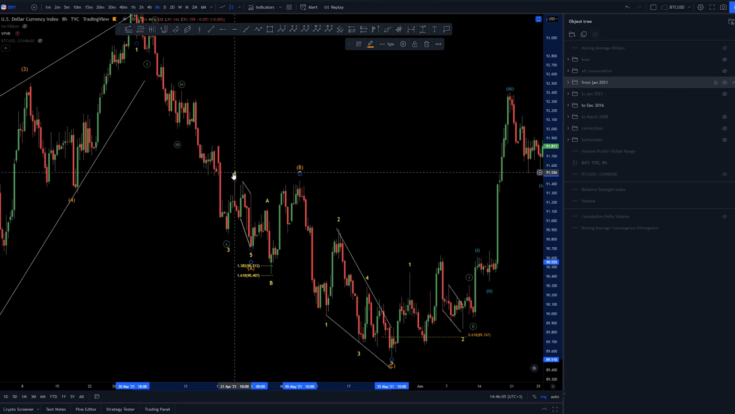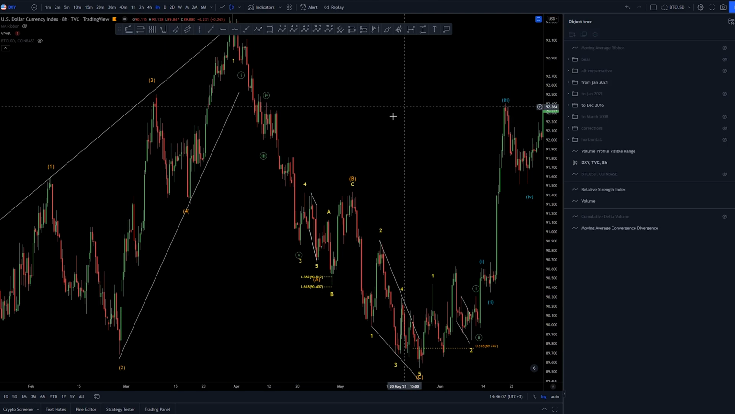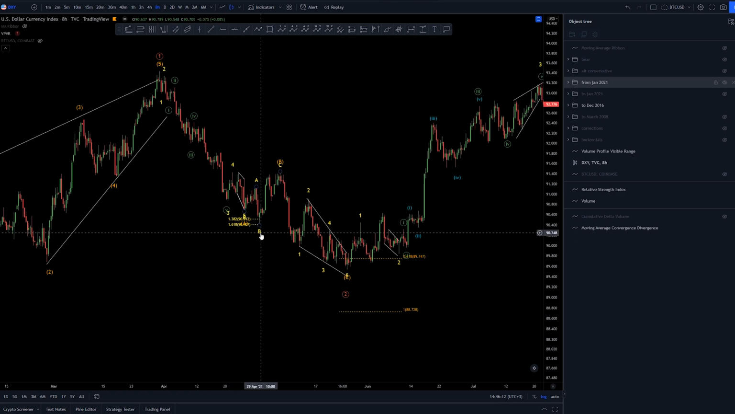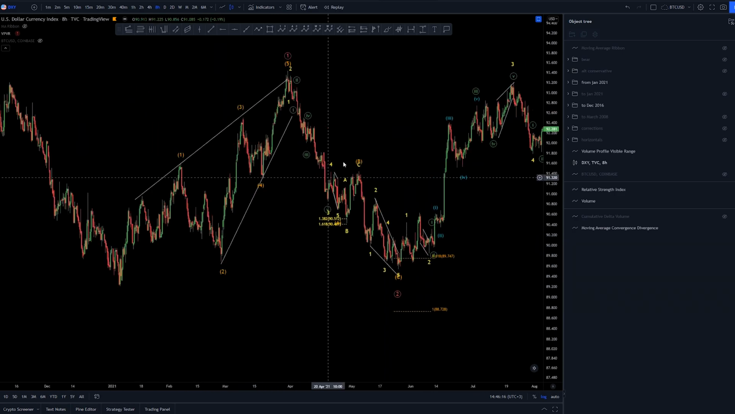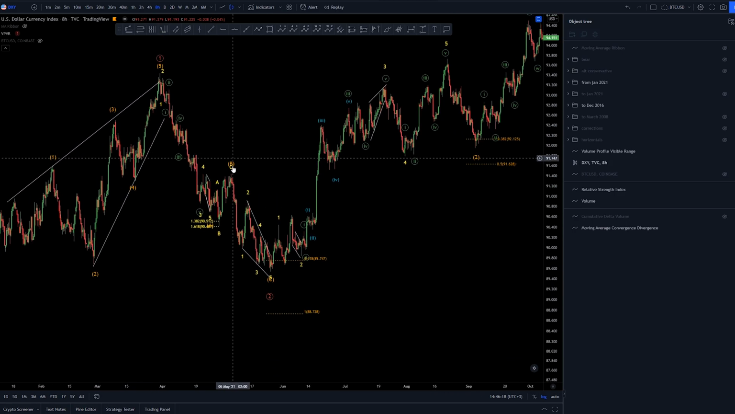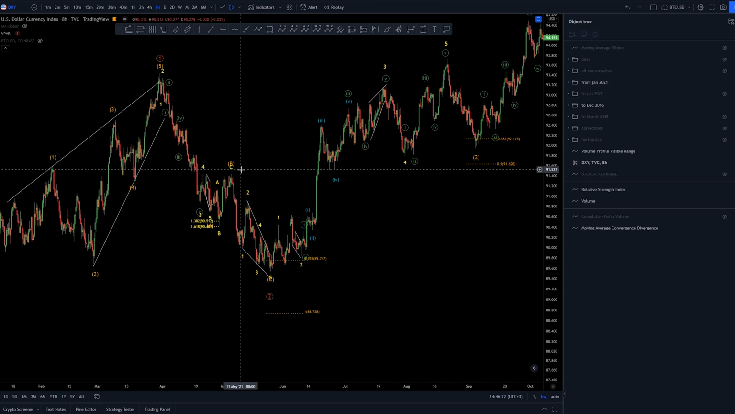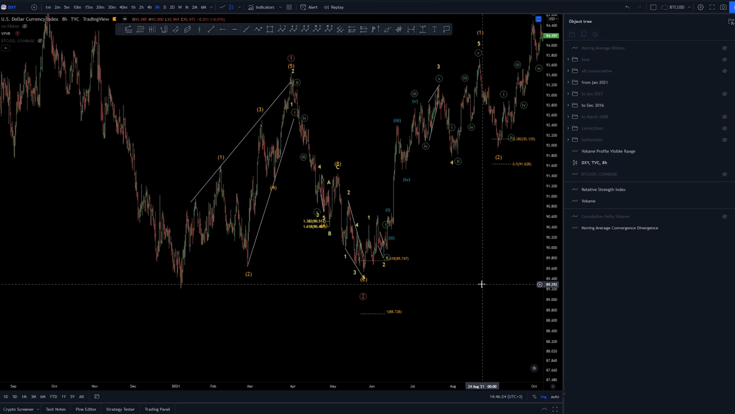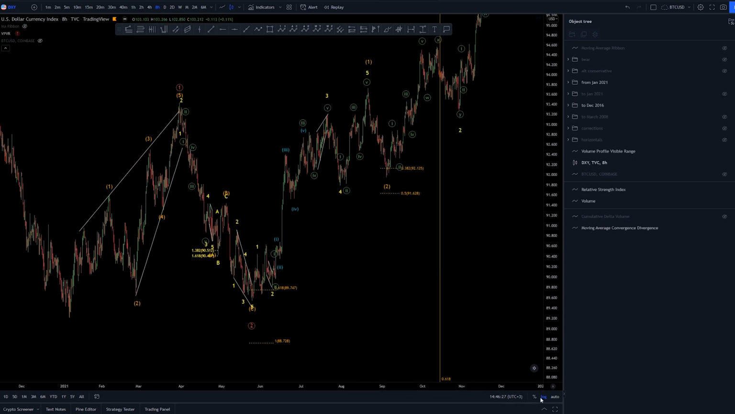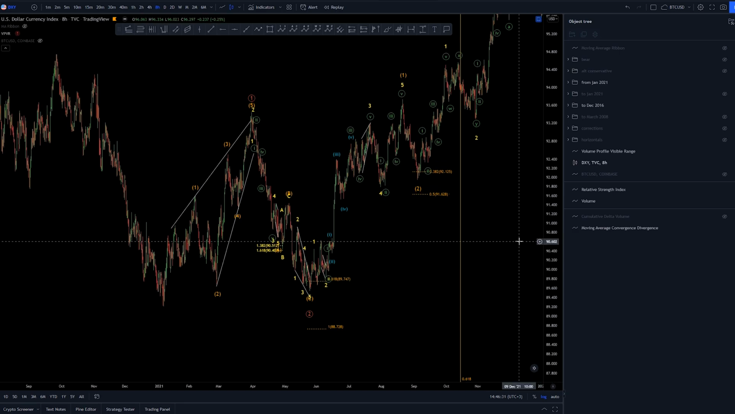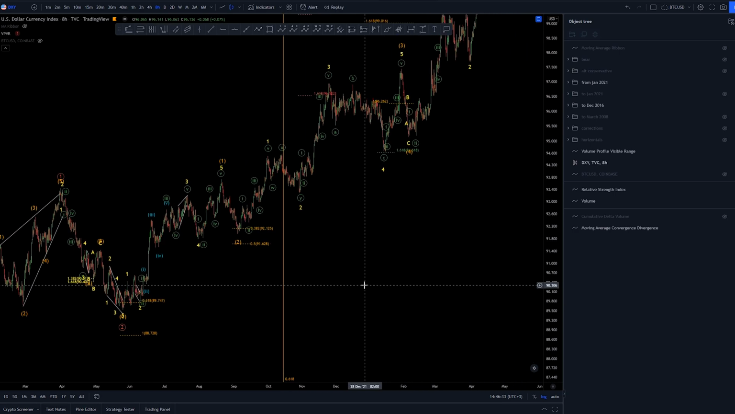We get a nice diagonal structure as well here, and it is valid here. The B wave in the ABC is almost coming to the invalidation point for the B wave, but not quite. Again, that leads us to last here, an ending diagonal into wave 2. A really deep 2 here as well, same as in the cycle 1 that I showed you just a moment ago.